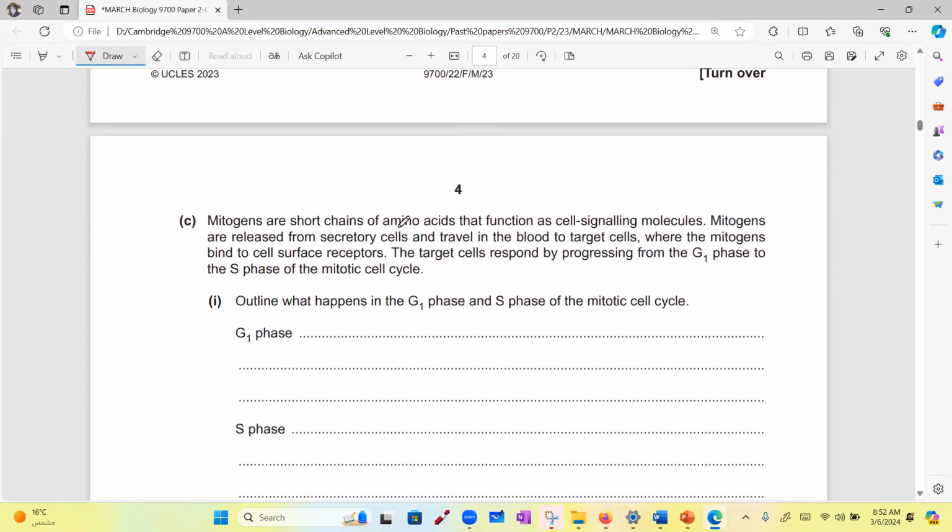Mitogens are short chains of amino acids that function as cell signaling molecules. Mitogens are released from secretory cells and travel in the blood to target cells, where the mitogens bind to cell surface receptors. The target cells respond by progressing from the G1 phase to the synthesis phase of the mitotic cell cycle. So here, this is cell signaling that will stimulate mitosis. Do you understand the question? Outline what happens in the G1 phase and the synthesis phase of the mitotic cell cycle.